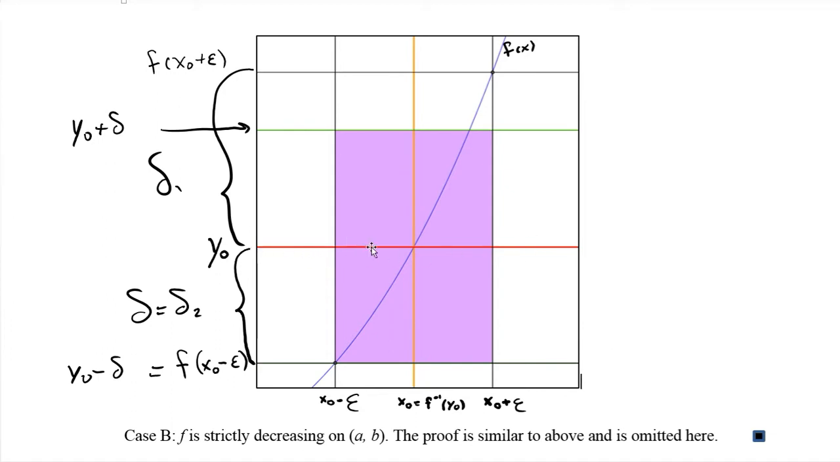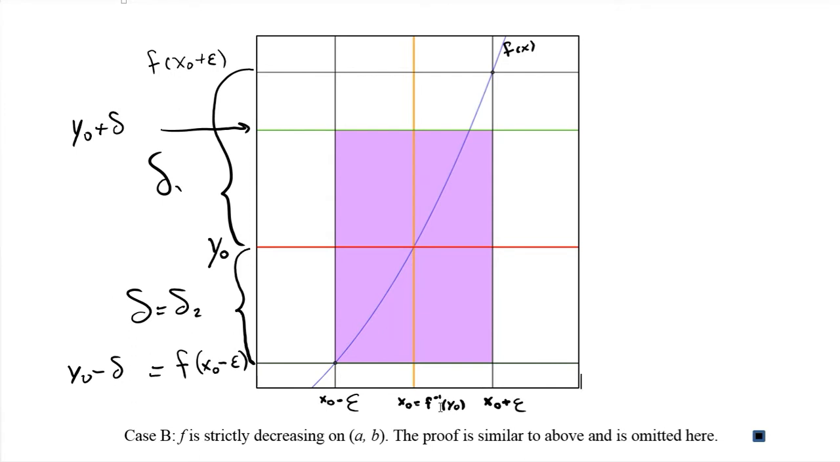So this is y equals y0, the red line. The vertical orange line is x equals x sub 0, which is f inverse of y0. We started with the y0. Now what we want to do is pick our epsilon, and we want to go x sub 0 plus epsilon here and x sub 0 minus epsilon here.